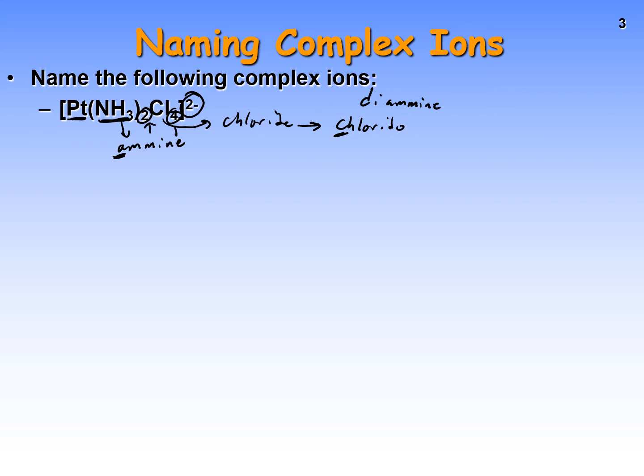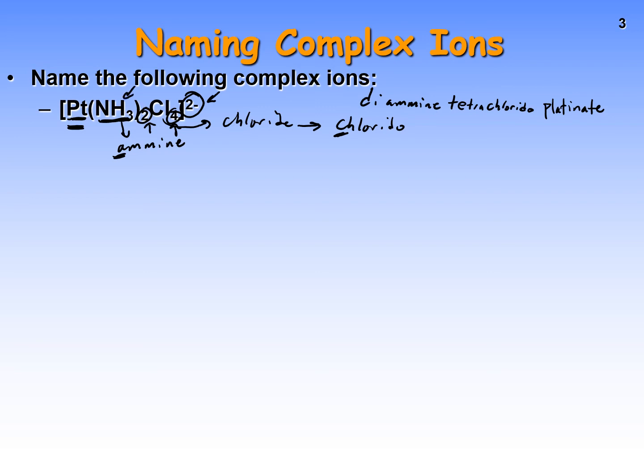And then now I have 4 Cl's, so this would be tetrachlorido. And then finally I have my platinum, which I'm going to say is platinate. Because again, it's a negatively charged complex ion, so the ending of our metal becomes ATE. Now the last bit here is I need to figure out what the charge is on platinum in this compound.